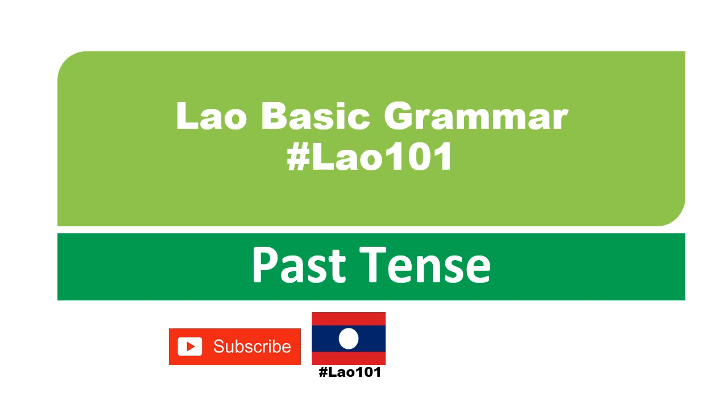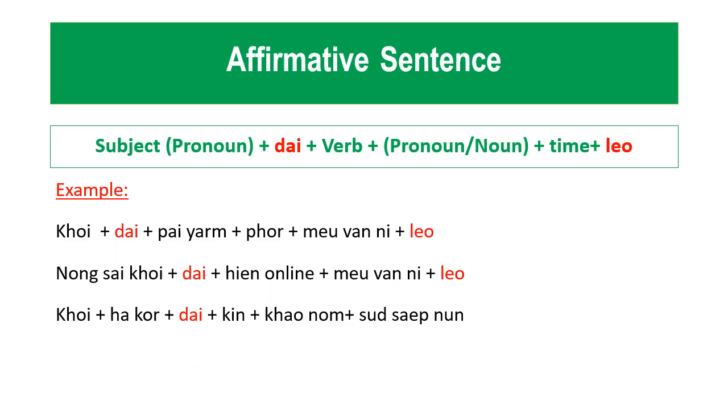Lao grammar is actually very basic and easy to understand. Let's begin with the affirmative sentence for past tense. In a Lao sentence, they usually begin with the subject, which is the pronoun here. It could be I, you, we, they, he, or she. And actually, to be polite in Lao, you usually put the pronoun as a brother, sister, or mom or dad as a subject.